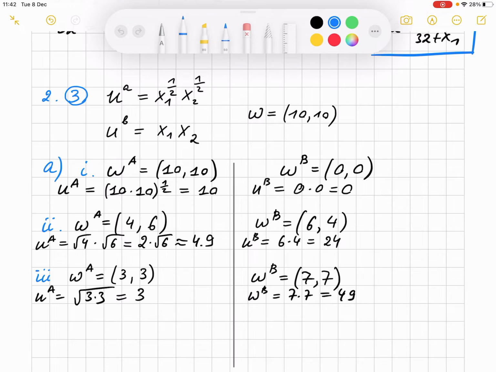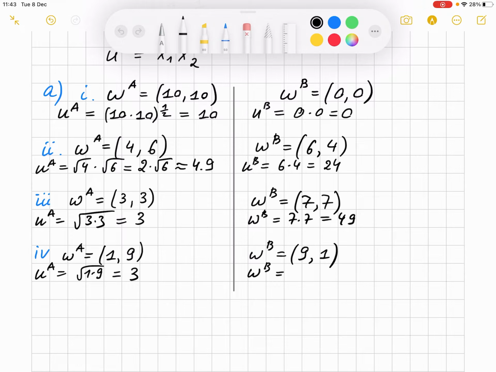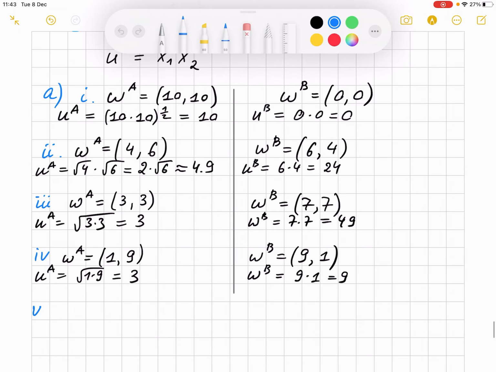Then we have case 4, and here agent A has 1 unit of first good, 9 units of second good, and so agent B has just the opposite, 9 units of the first good and 1 unit of second good. And then we just again substitute, and we get that it's 3, and for agent B it's 9 times 1, and so it's 9. The next case, 5.